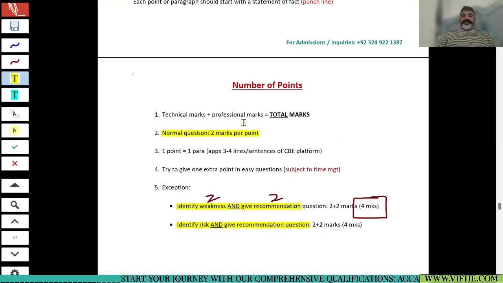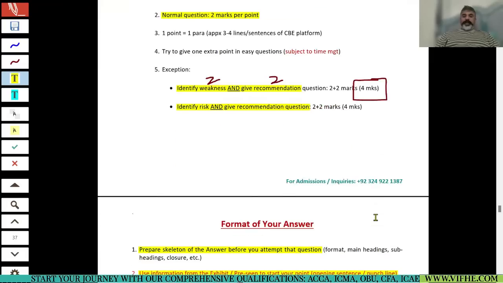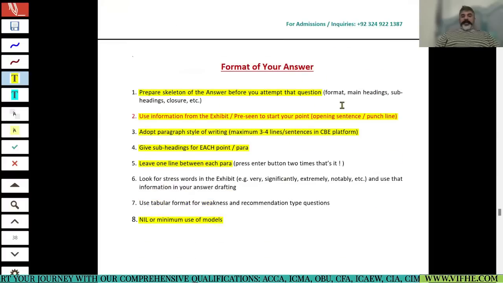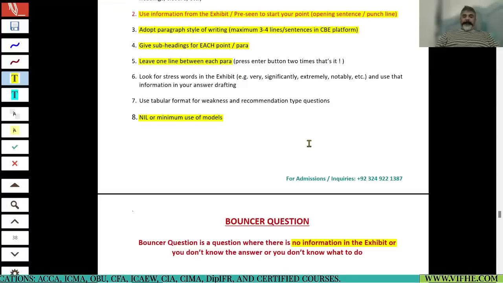Number of points, very straightforward. We divide by 2 or we divide by 4. The format of your answer will be paragraph style. Each point will be one paragraph. The length should be 3 lines approximately.